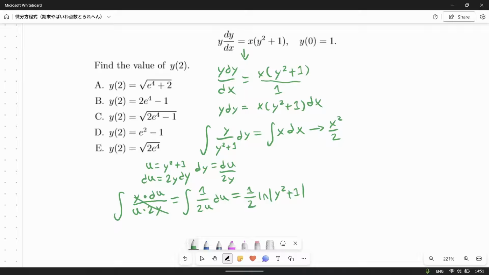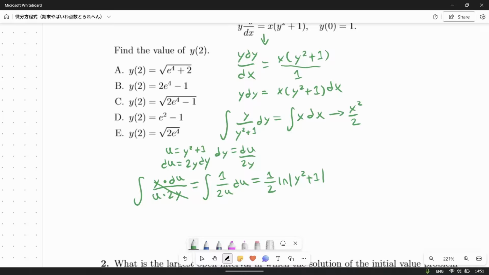So yeah, let me rewrite this down. After integrating both sides, we end up with 1/2 natural log of y squared plus 1 is equal to x squared over 2 plus some constant.